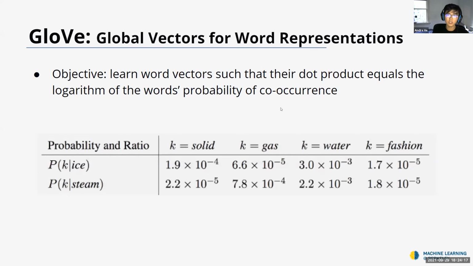The objective here is that we don't look at the proximity of words, but we learn word vectors such that their dot product equals the logarithm of the words' probability of co-occurrence in documents. So we want the embeddings to have dot products that correspond to the likelihood of two words being in the same document. And that captures some sort of relatedness.